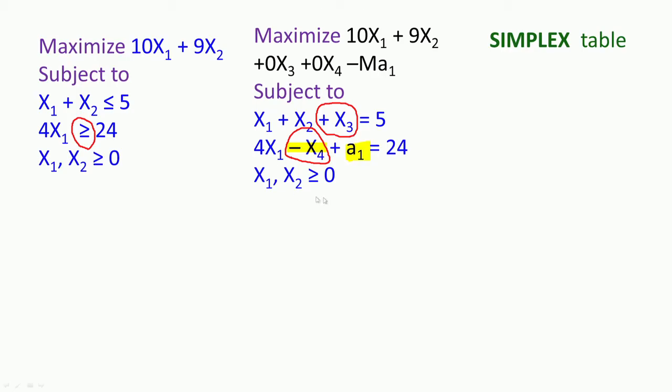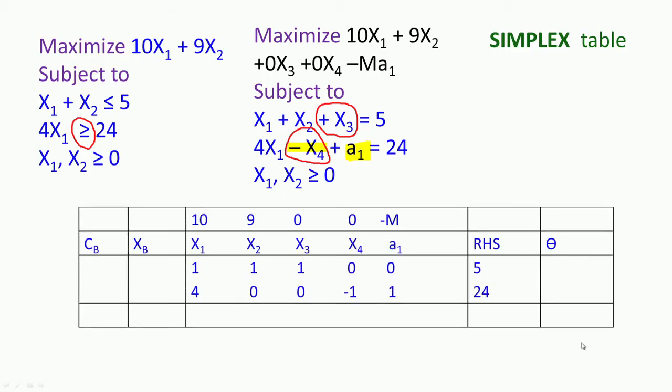So, this is the new problem that we will solve because of the greater than or equal to constraint, which necessitated a negative slack and an artificial variable. There is only one artificial variable, not two, and that has a minus M. So, we now set up the simplex table to solve this. There are 5 variables: the two decision variables x1, x2, the two slack variables x3, x4 and the artificial variable a1.